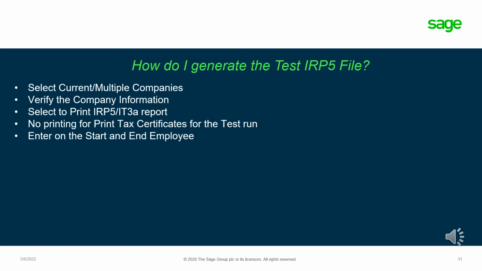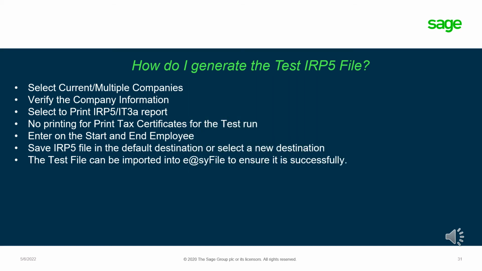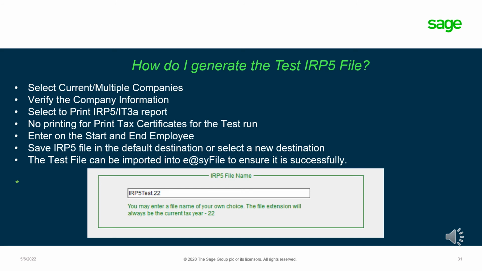Select to print the IRP5 IT3A reports. This will include your summary and your recon report. No printing for the print tax certificate for the test run. Enter the start and end employee. Save the IRP file in the default destination or select a new destination. The test file can now be imported into EasyFile to ensure it is successful.